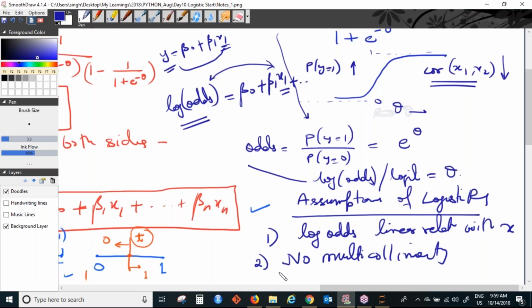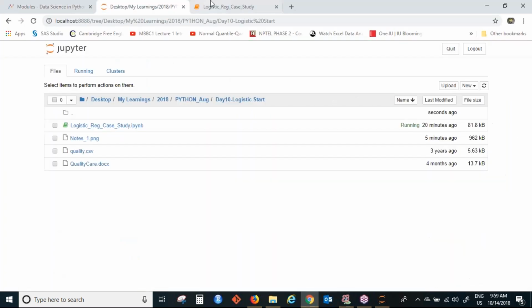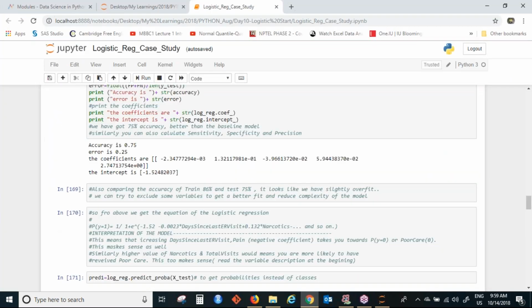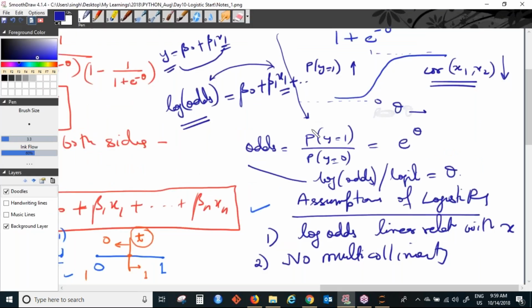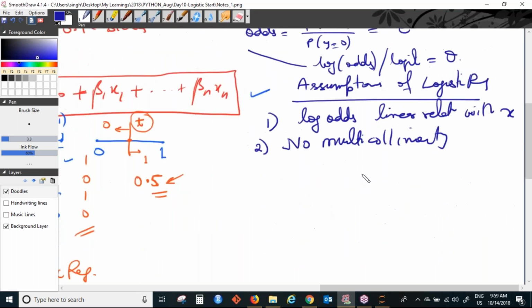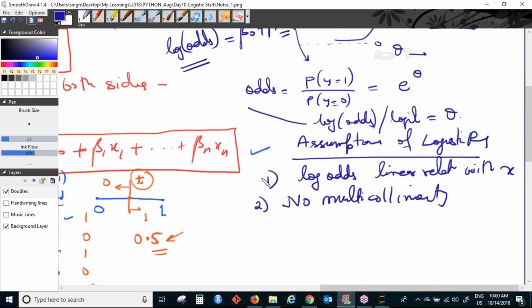Okay, do you follow the two assumptions, guys? Okay, so we have these two assumptions in logistic regression. First is that log of odds should have a linear relationship with the independent variables. And second is there should not be any multicollinearity between the independent variables.